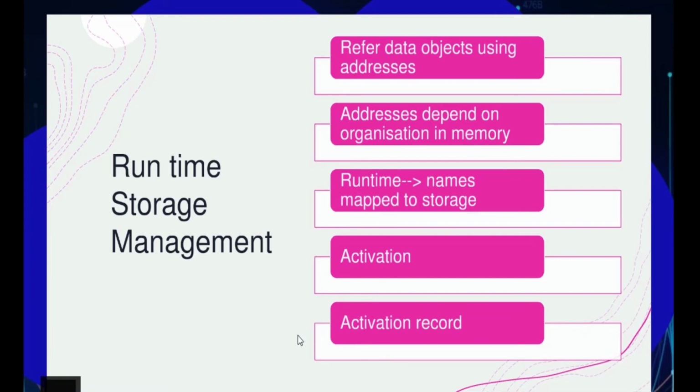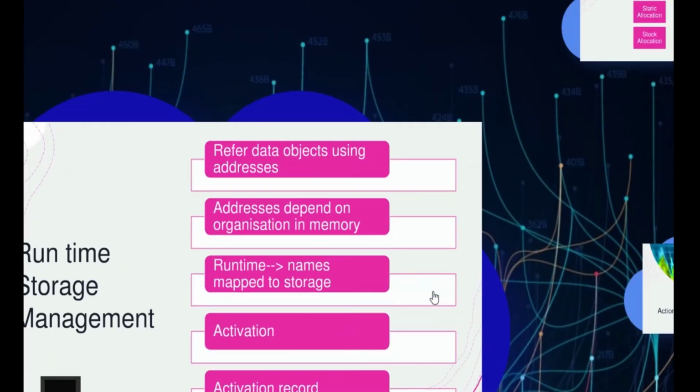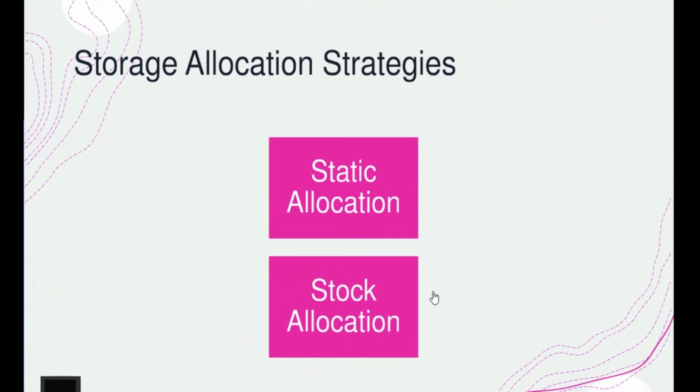It contains the overall information about how a procedure has to be executed. Storage for names local to the procedure is also stored in this activation record. So the generated code should be managed by this activation record during the runtime. Two standard storage allocation strategies are there. One is static allocation, another one is stack allocation.